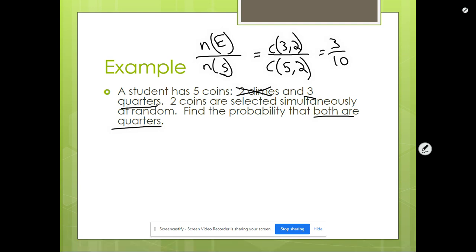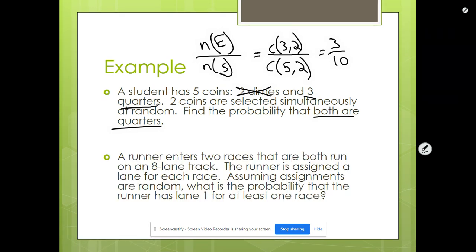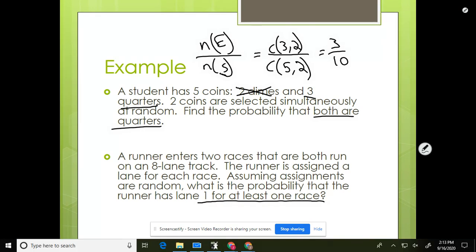That's the first example. Second example, this one's a little different. We have a runner that's in 2 races, and they're both on an 8-lane track. They're assigned a lane each race. We're assuming that these are done randomly, even though a lot of times they're not, but we'll assume they're random. What's the probability that the runner has lane 1 for at least 1 race? It means they're in lane 1 either the first race or the second race or both races.